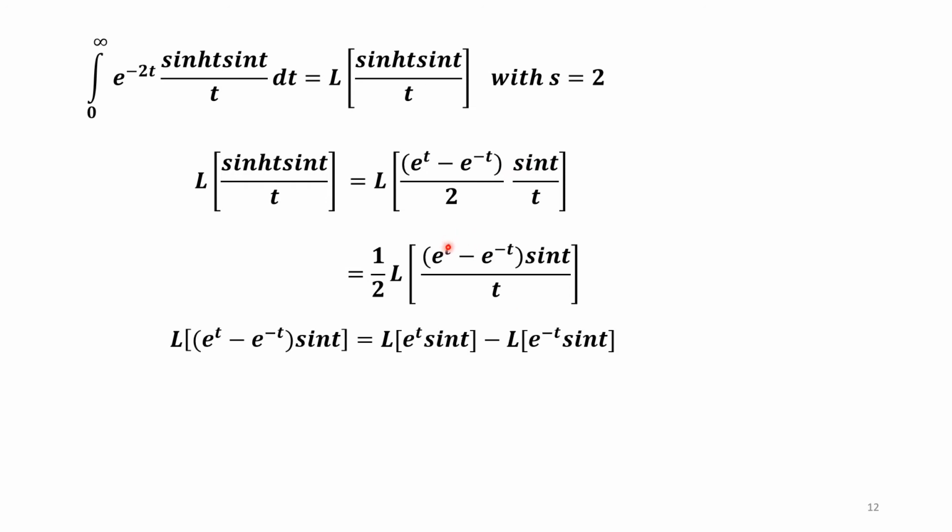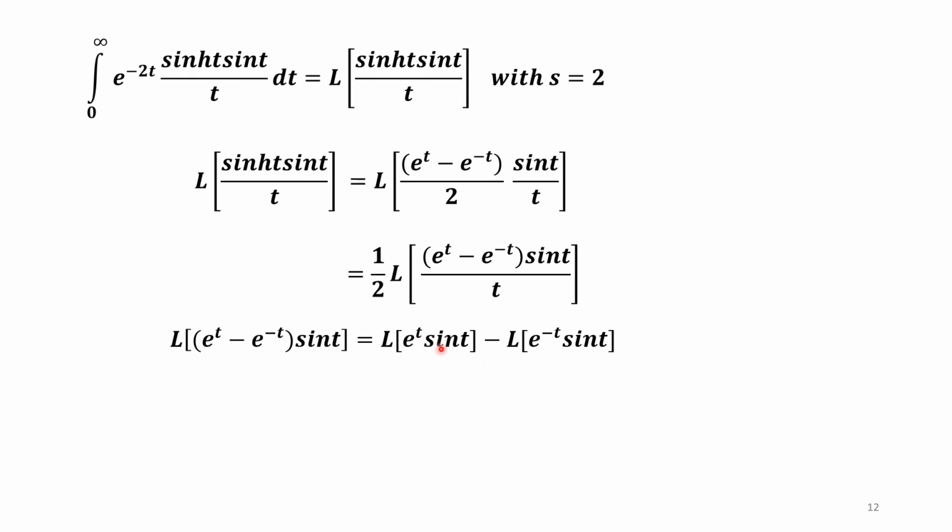So our aim is to calculate the Laplace transform of the numerator since we are having division by t. So whatever is the function in the numerator, calculating the Laplace transform. Now first open the bracket, so we have e raised to t sin t minus e raised to minus t sin t. Now since we have a minus sign, we can separate that: L of the first function minus L of the second function.